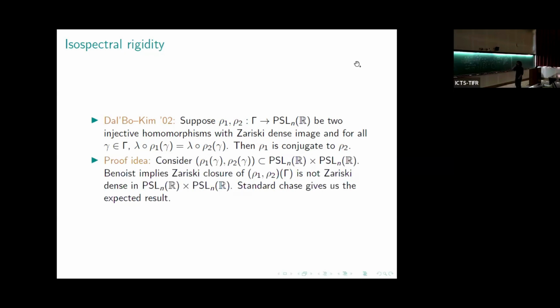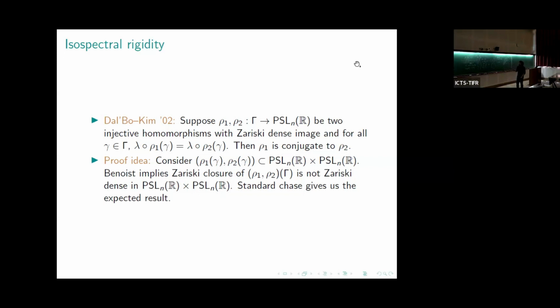You consider this rho1(gamma) and rho2(gamma) inside PSL_n(R) cross PSL_n(R). Then from Benoist's result, we know that Zariski density is equivalent to the limit cone having non-empty interior. Here, because there is this non-trivial relation between lambda(rho1(gamma)) and lambda(rho2(gamma)), the Jordan projections of these will stay in a lower dimensional subspace. That would essentially mean that the Zariski closure of this group is not the full group PSL_n(R) cross PSL_n(R). And from there, because it's a simple Lie group, using standard arguments, one can show that they have to be conjugate to each other.